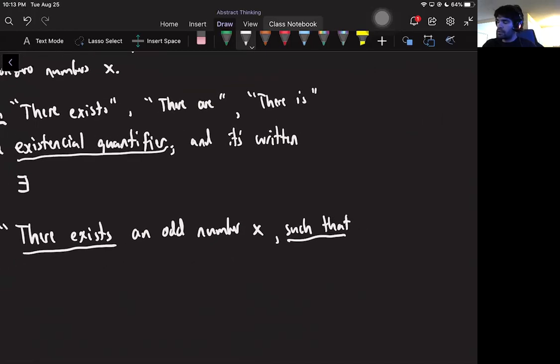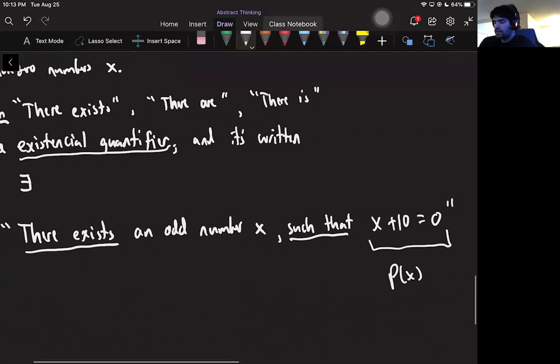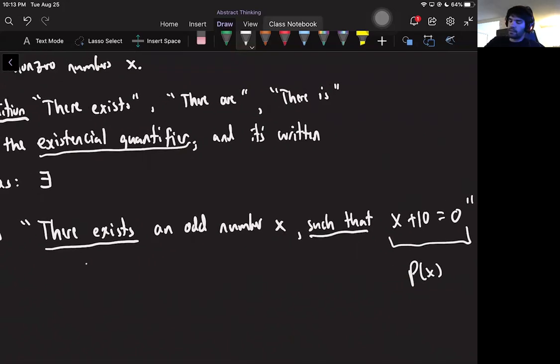the thing that is sometimes true, sometimes false, depending on x. So I could say something like this: x plus 10 equals 0. This is another example of a predicate. It could be true, could be false, depends on x. This is the existential quantifier, and it's called that because it's helping us claim that something satisfying P of x exists.